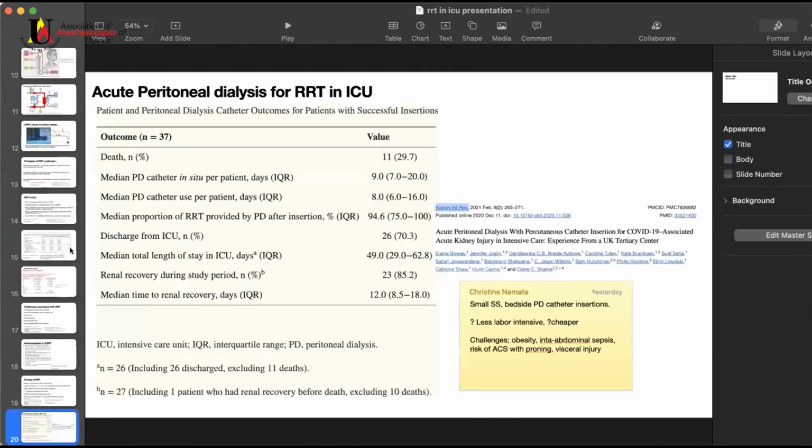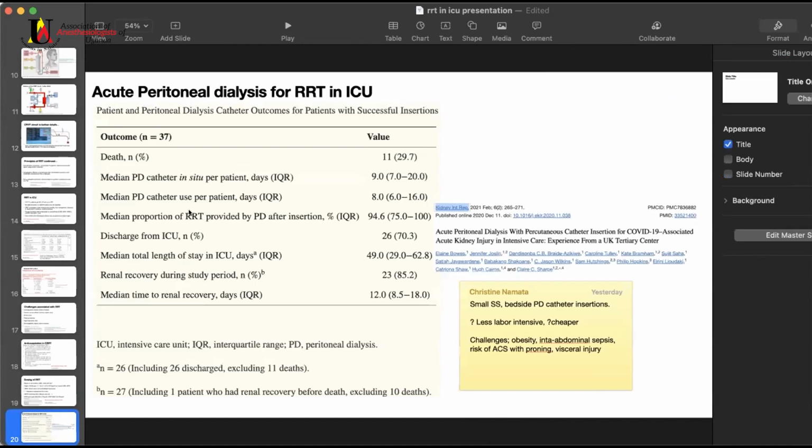So this was an observational study from 2021. At that time, at the height of the pandemic, even high-income countries were stretched thin and could not provide CRT for all patients with AKI. So some centers actually tried peritoneal dialysis, and it seemed to work for these patients. So I think it's doable.